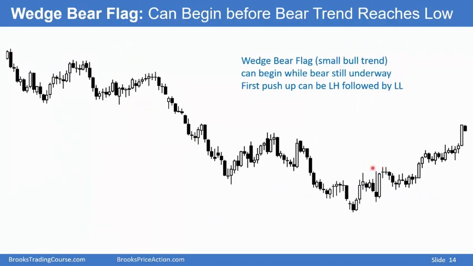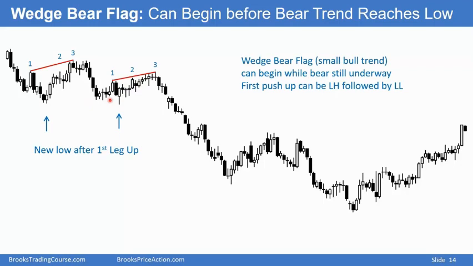A wedge bear flag is a small bull trend, and it can begin while the bear is still underway. This is usually a transition. The first push up can be a lower high in the bear trend, followed by a new low, but still part of the bull channel, the bear flag. For example, here, strong reversal up, yet the bear trend continued. A second push up here, third push up here. You can call this a wedge bear flag, even though the bear flag began before the bear trend ended.